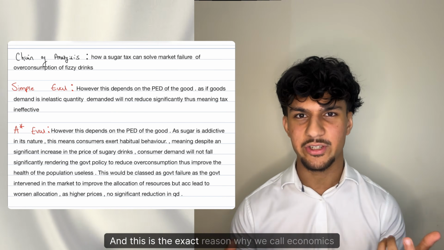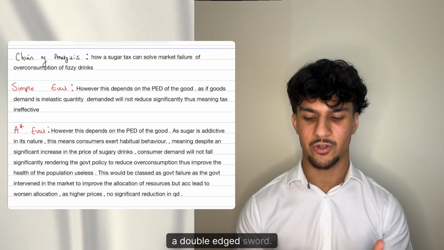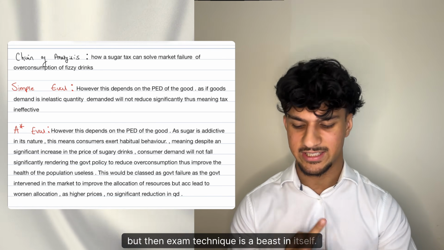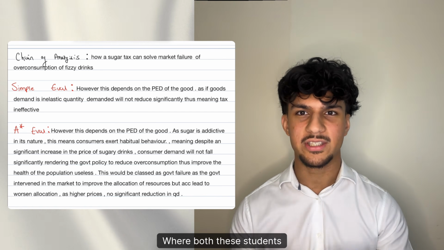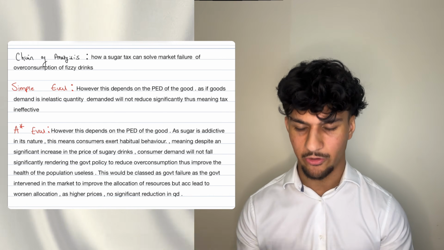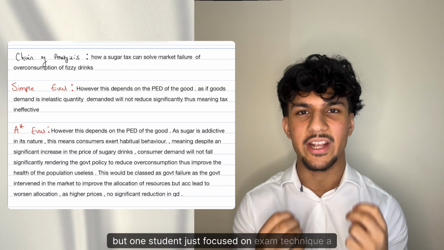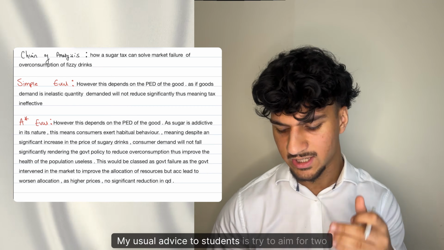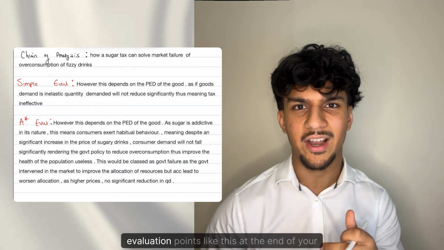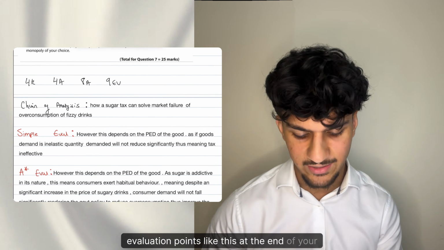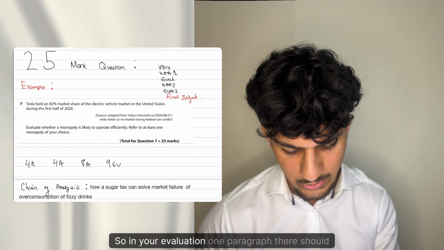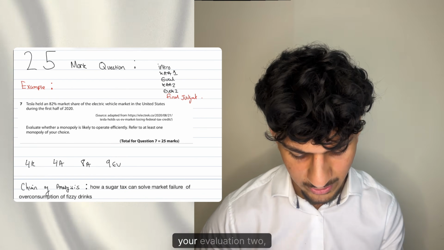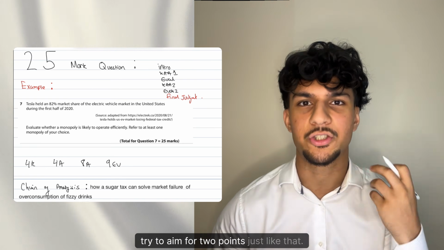And this is the exact reason why we call economics a double-edged sword. Content is difficult, but then exam technique is a beast in itself, where both these students probably would have had the same level of content knowledge, but one student just focused on exam technique a lot more. Moving on, my usual advice to students is to aim for 2 evaluation points like this at the end of your paragraphs. So in your evaluation 1 paragraph, try to aim for 2 points like that, and then in your evaluation 2, try to aim for 2 points just like that.